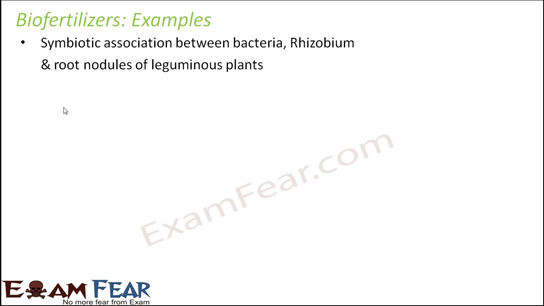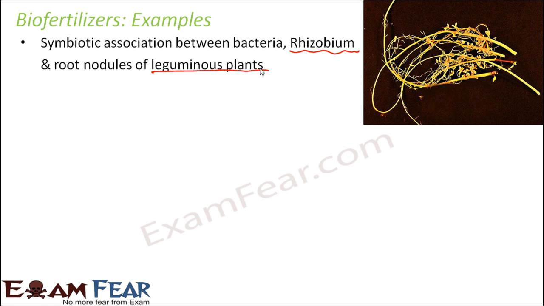Now there is a symbiotic association between bacteria, rhizobium and root nodules of leguminous plants. So this is a very famous example of symbiosis. So if you look at the root nodules, this is how the root nodules look like. So you can see some nodular structure here. So in these root nodules there is the bacteria rhizobium. Now what is the purpose of rhizobium? Rhizobium helps in fixing the atmospheric nitrogen into the soil.